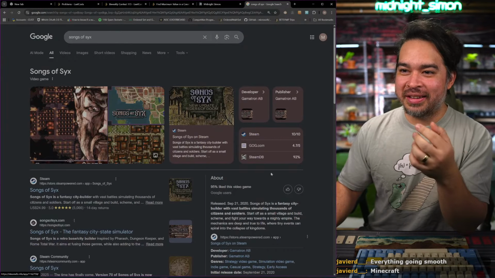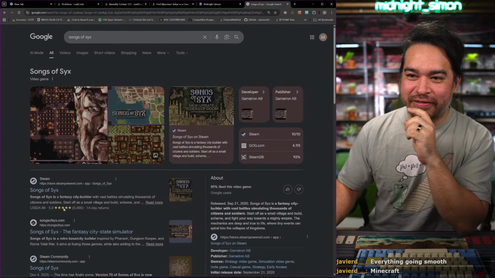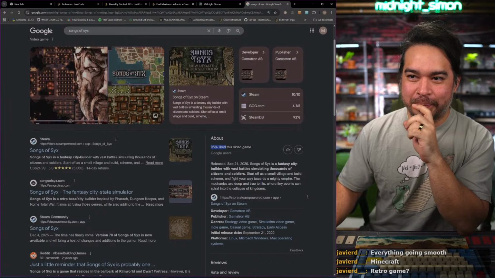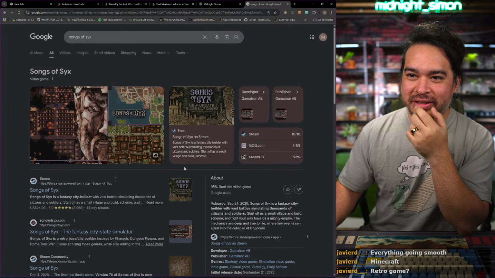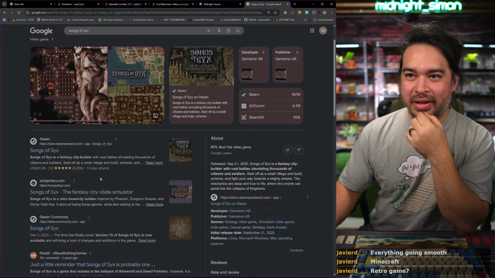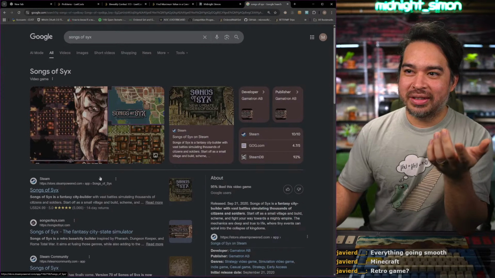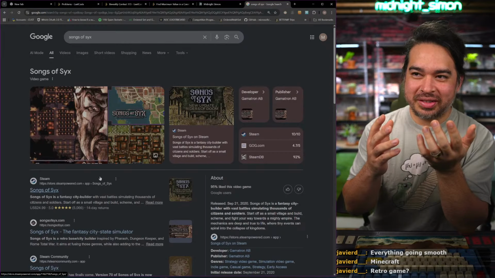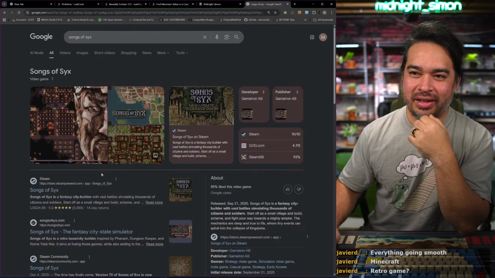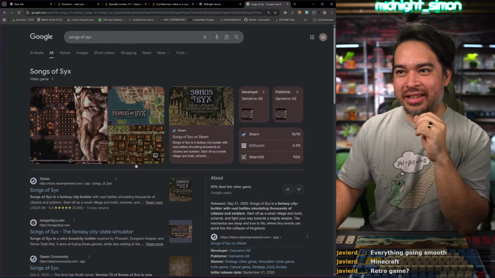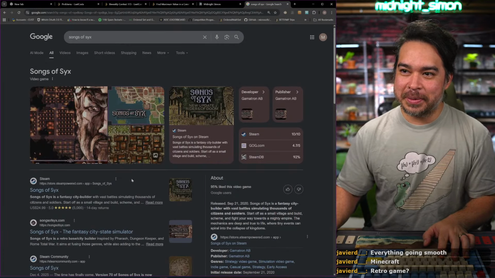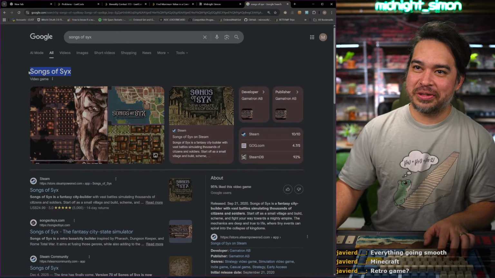Look at that, 10 out of 10. Overwhelmingly positive, 5 stars, 95% like this game. Retro game? Nah, it's pretty new-ish, like in the last few years. It's kind of like RimWorld, kind of like Dwarf Fortress, somewhere in between. Maybe also kind of like Age of Empires. I don't know if you guys are fans of these types of games, but if you are, you should check this out.